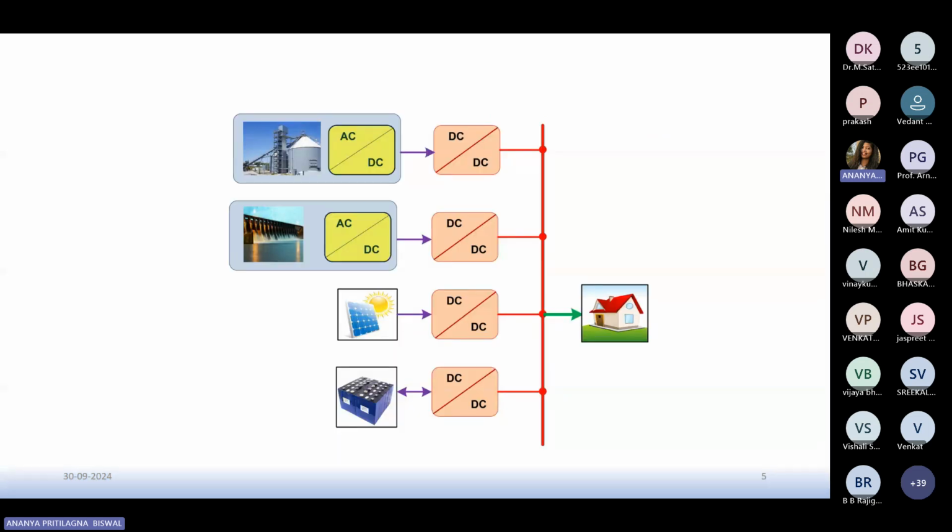Here is the basic block diagram of the system. We have taken sources like biomass and picohydro, each connected with an AC-DC converter, that is a rectifier, and through a DC-DC converter they are connected to the common DC link. Similarly, the PV is also connected through a DC-DC converter to the common DC link. The battery is connected through a bidirectional DC-DC converter to the DC link, and we are feeding a DC load here.